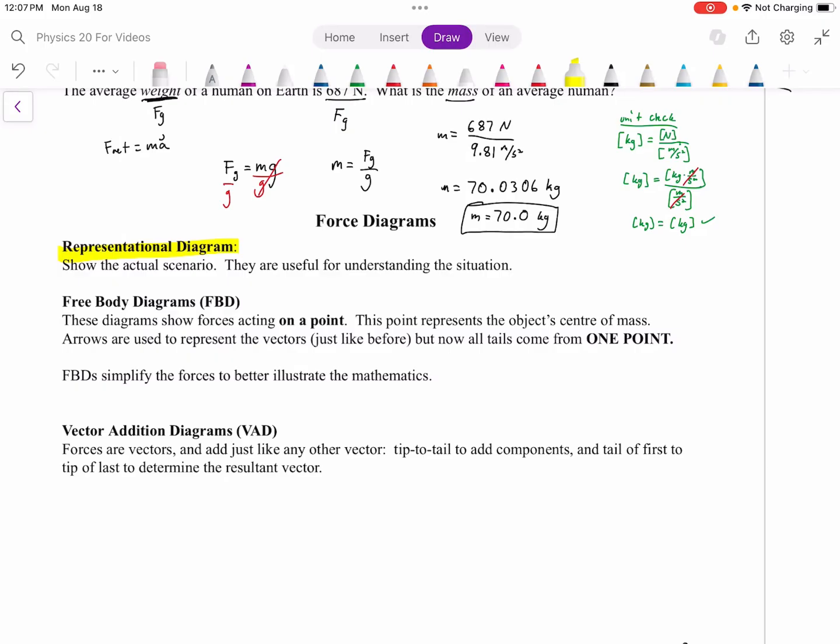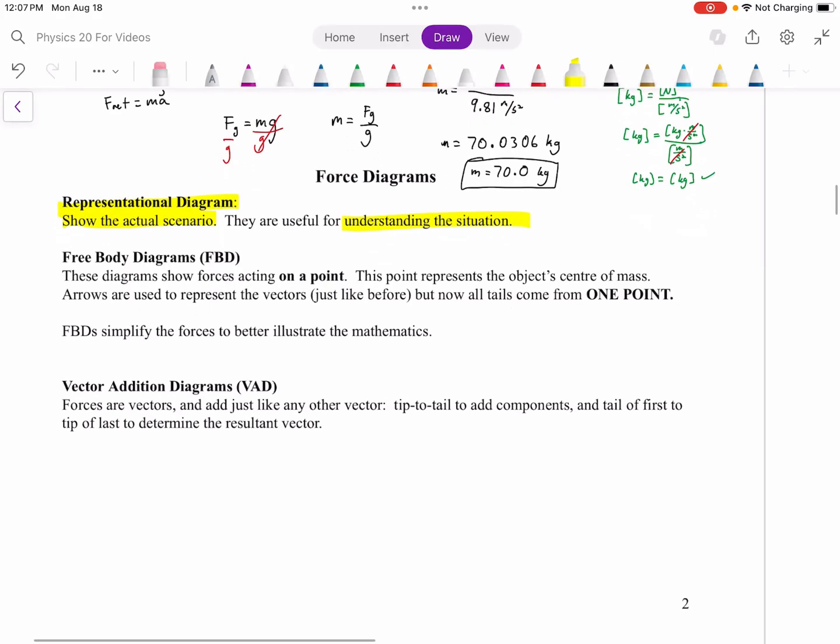Those are just your little quick sketch to actually show what's going on, right? Helps you get your bearings and understand the situation. Now, the new type of diagram that we're going to look at is called a free body diagram, FBD for short, okay? And these are particular to, for now, forces.